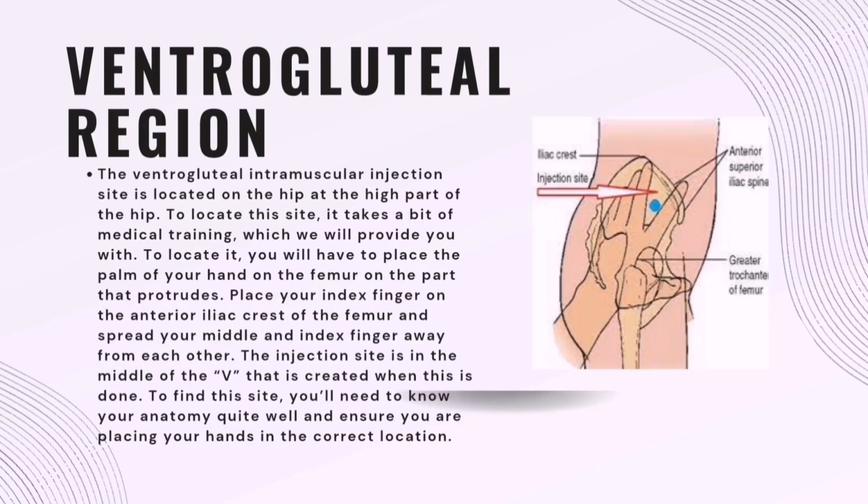Ventrogluteal region. The ventrogluteal intramuscular injection site is located on the hip, at the high part of the hip. To locate this site, it takes a bit of medical training, which we will provide you with. You will have to place the palm of your hand on the femur, on the part that protrudes. Place your index finger on the anterior iliac crest and spread your middle and index fingers away from each other. The injection site is in the middle of the V that is created when this is done.